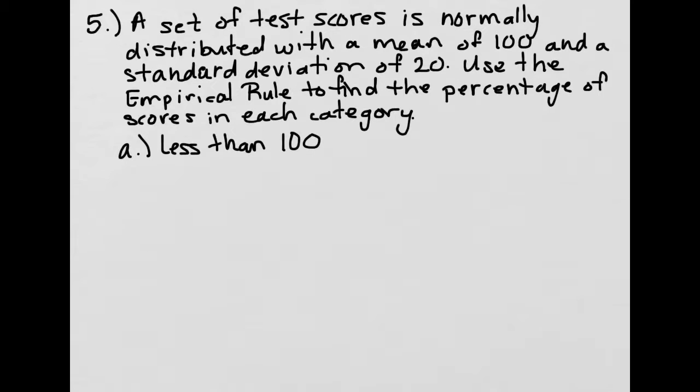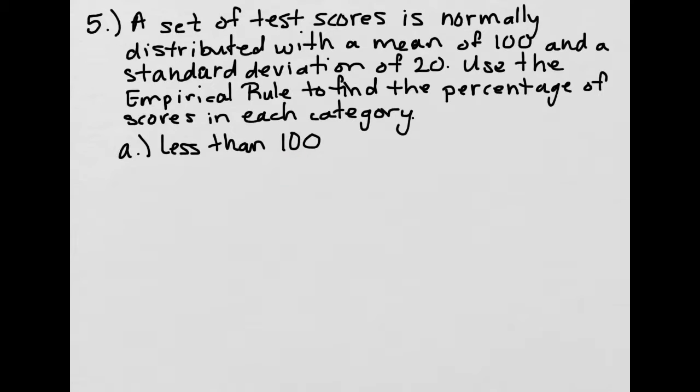This is number 5 on the 8.6 worksheet. So we've got a set of test scores, and those are normally distributed with a mean of 100 and a standard deviation of 20. We want to use the empirical rule to find the percentage of scores in each category. So I'm going to do the first 4, A through D. So the first is less than 100.